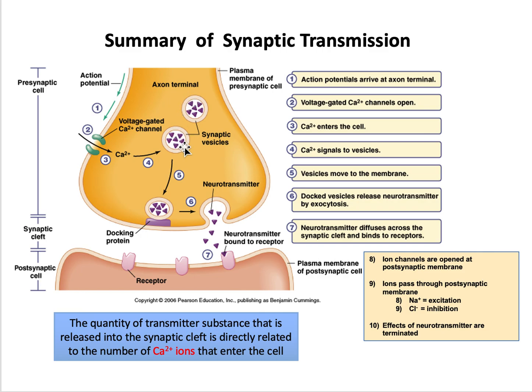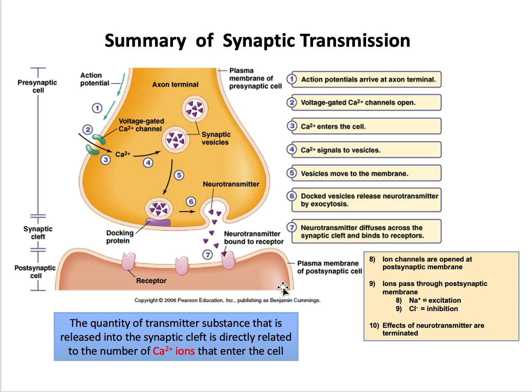That's going to cause more depolarization as well as docking and fusion of our synaptic vesicles. We get exocytosis and dumping of the neurotransmitter into the synaptic cleft. Then it will diffuse across the synaptic cleft and bind to receptors on the postsynaptic membrane. These receptors can be ionotropic receptors, which will directly influence the movement of ions into and out of the cell, or these could be metabotropic receptors, which will then elicit a second messenger cascade and have far-reaching effects on the postsynaptic cell.